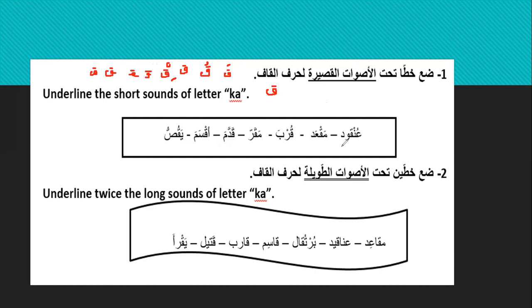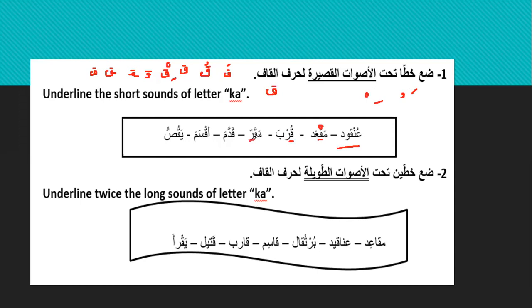Here we have unqud. Do we have a short sound for letter Qa? This is the letter Qa, okay? Do we have a short sound here? No, we have a long sound. It's Qu. Let's see the second one, maq'ad. Here's the letter Qa, and it's having here a short sound, which is sukun. Now, qurba. Where is the letter Qa? This is the letter Qa, and it's having above it a dhamma, because we know the short sounds are fatha, dhamma, kasra, sukun. So this is Qu, so here we underline it.